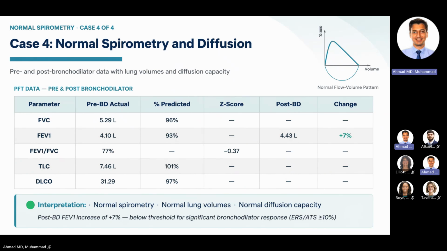Look at the bronchodilator response. On the last column, 7% change, less than the 10% change, so no bronchodilator response. Look at the total lung capacity, 101% of predicted, normal. Diffusion capacity, normal. So normal spirometry, no bronchodilator response, normal total lung capacity, and normal diffusion capacity. Am I going too fast?